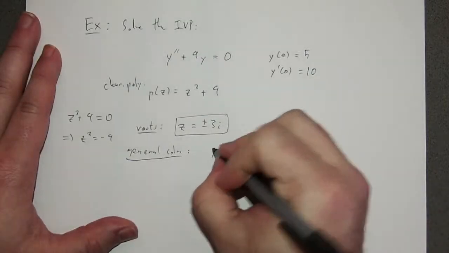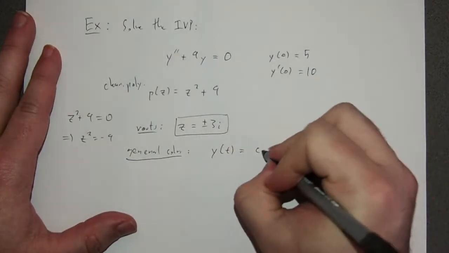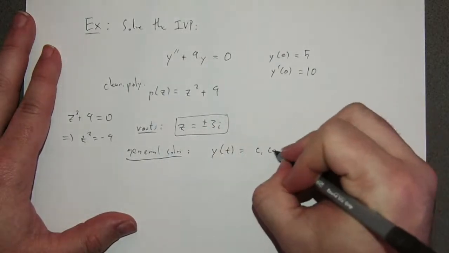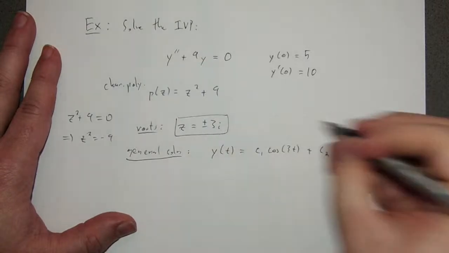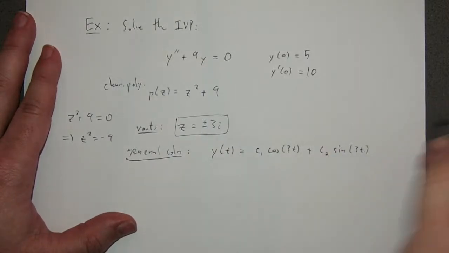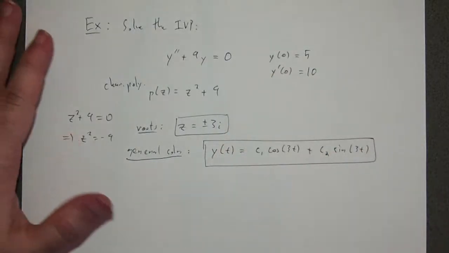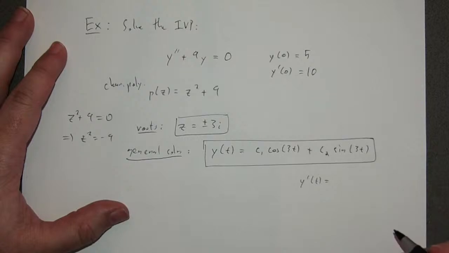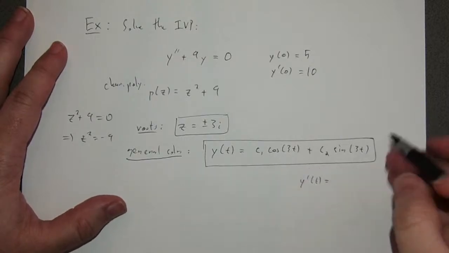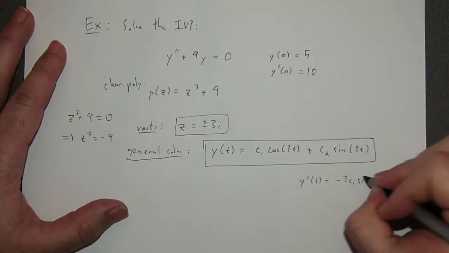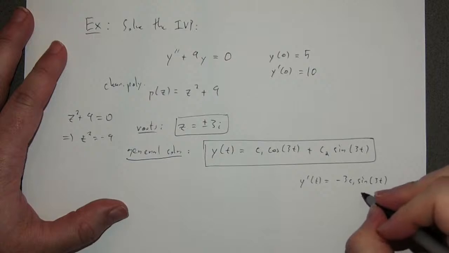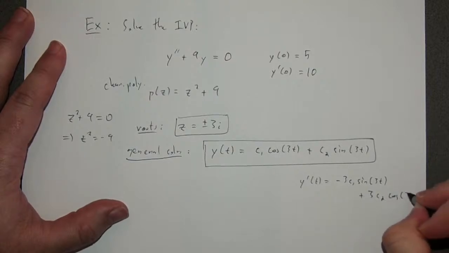So my general solution is y of t is equal to c1 e to the 0t times cosine of 3t plus c2 e to the 0t times sine of 3t. So those e's don't show up if the real part of that complex number is 0. So there we go. Here's my general solution. Now I need to impose these initial conditions. So firstly, let me compute y prime. So y prime of t is minus 3c1 sine of 3t plus 3c2 cosine of 3t.